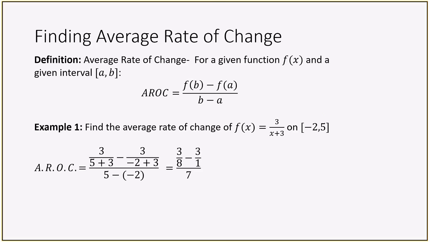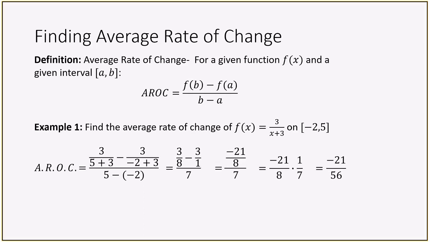Ideally, you're going to be left with just a single fraction or maybe even a whole number. So 5 plus 3 gets me 8, -2 plus 3 gets me 3, and so the top becomes 3/8 minus 3 over 1, all over 7, 5 minus -2. If I subtract the fractions on top after getting a common denominator, I get -21 over 8. And then if I'm dividing my fractions, that 7 becomes 1 over 7, multiply straight across. That's equal to -21 over 56.